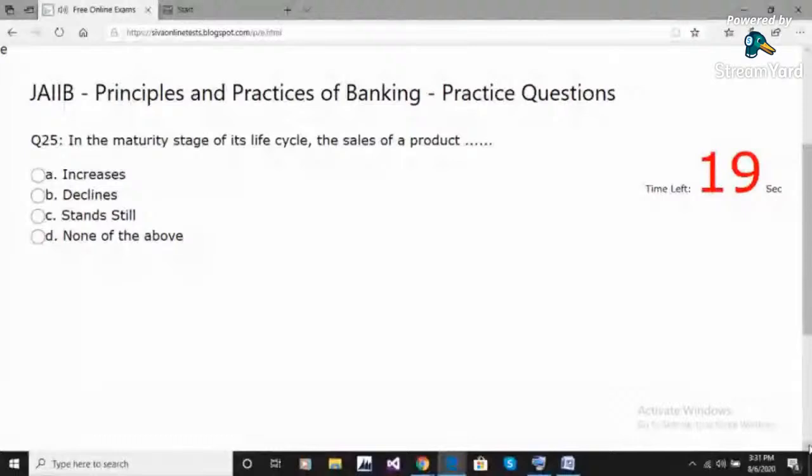Question 25. In the maturity stage of its life cycle, the sales of a product. Option A. Increases. Option B. Declines. Option C. Stands still. Option D. None of the above. Answer B. Declines.